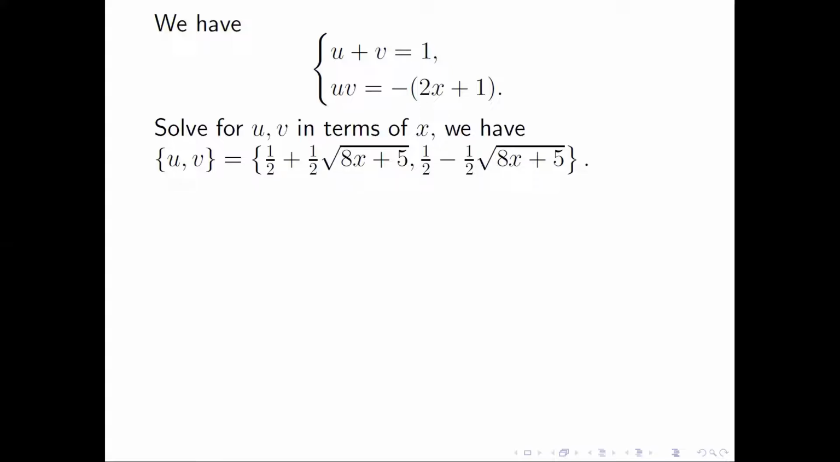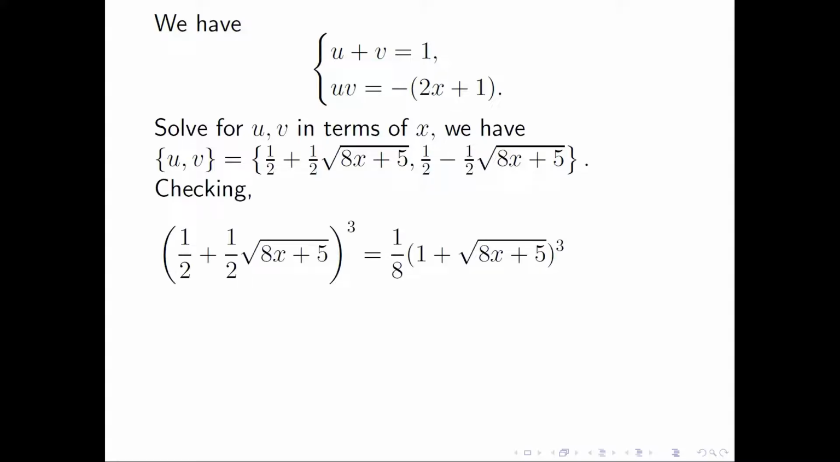Actually, you can use the method of substitution or use Vieta's formula. We have u and v equal to these two expressions in terms of x. At this moment, we don't know which is u, which is v. Let's test. We pick the first root, 1/2 plus 1/2 times square root of 8x plus 5. Calculate the cube, the third power.